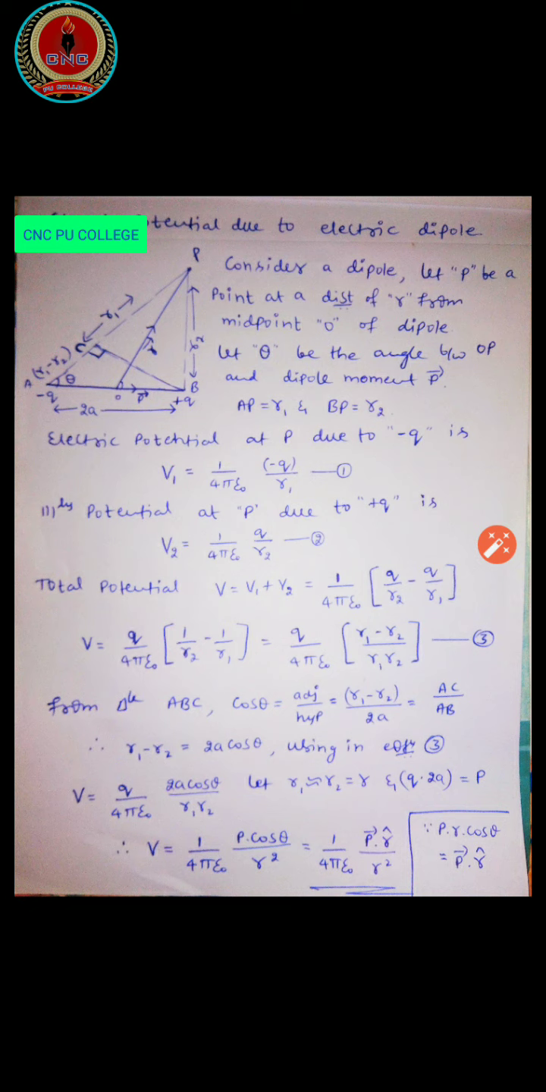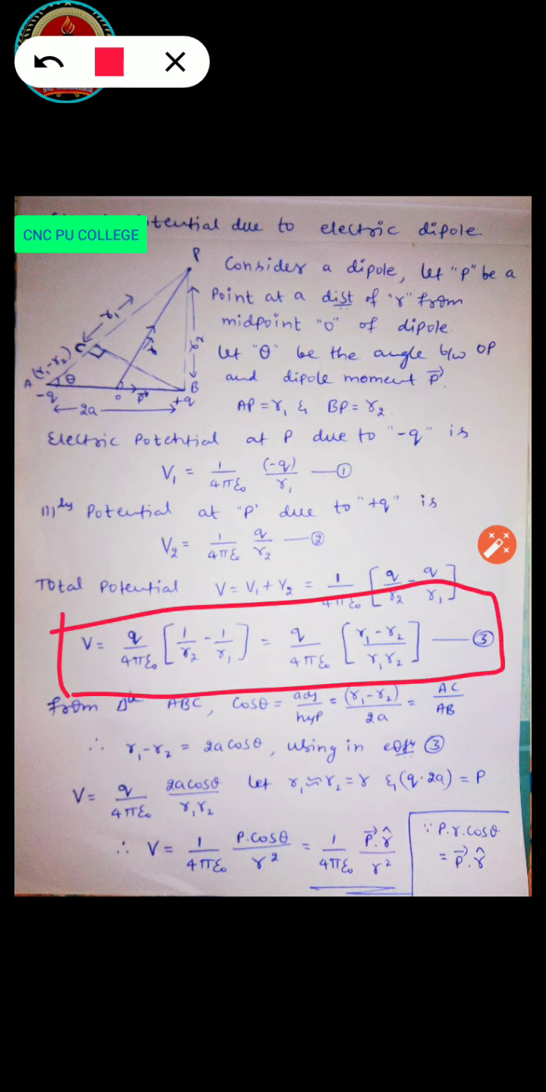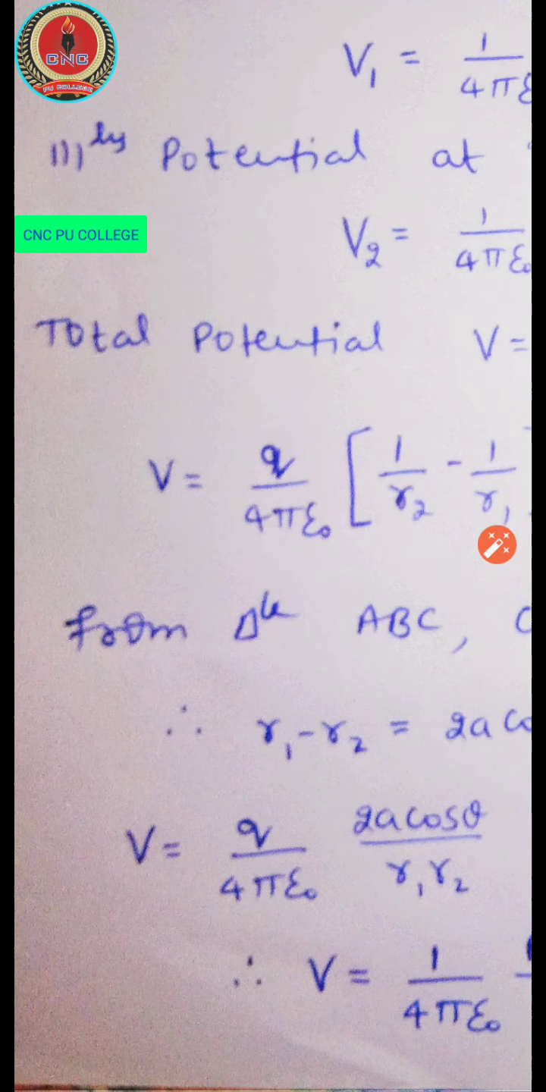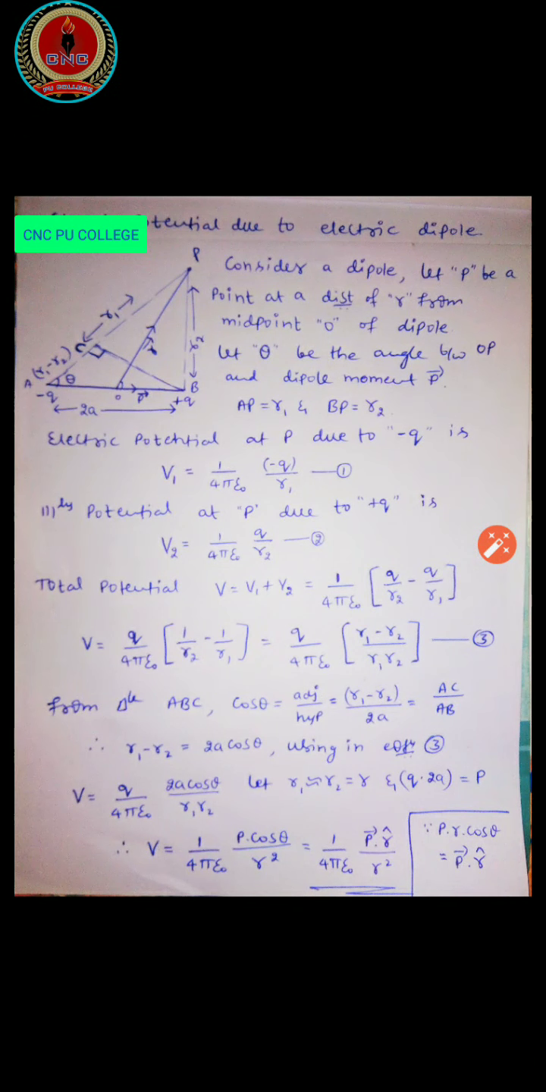So we have to substitute this r1 minus r2 value as 2a cos theta in equation number 3. What is our equation number 3? Yes, here we can observe equation number 3: V is equal to Q by 4 pi epsilon naught into (r1 minus r2) divided by r1 r2. In that equation, now what we have to do? Just make the substitution. Instead of r1 minus r2, we write 2a cos theta. Now we have the equation: V is equal to Q by 4 pi epsilon naught into 2a cos theta divided by r1 r2.